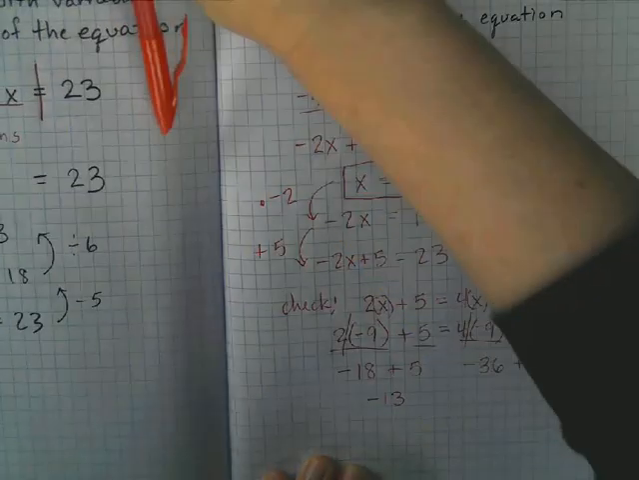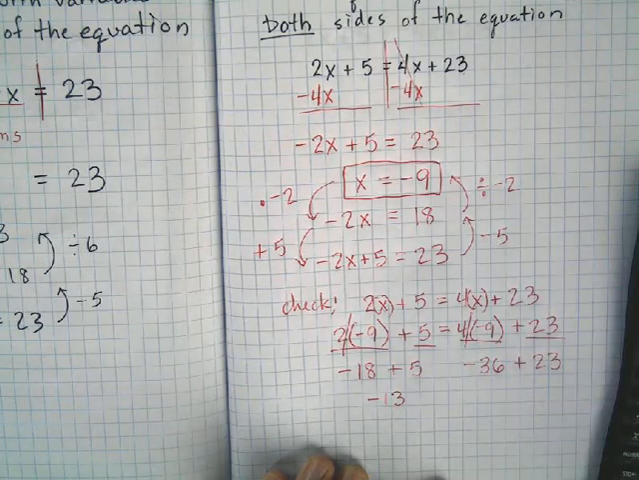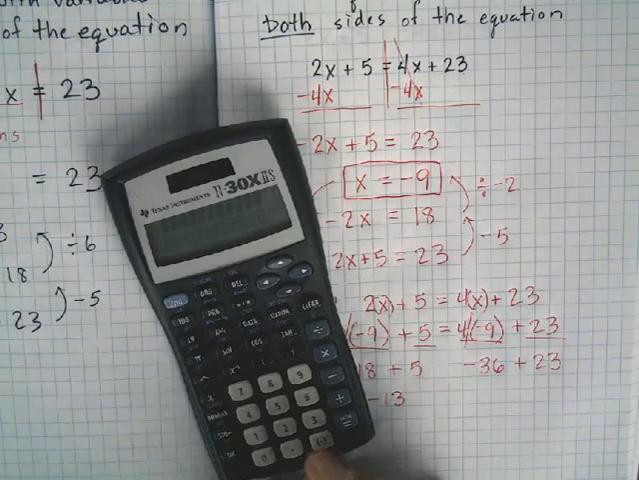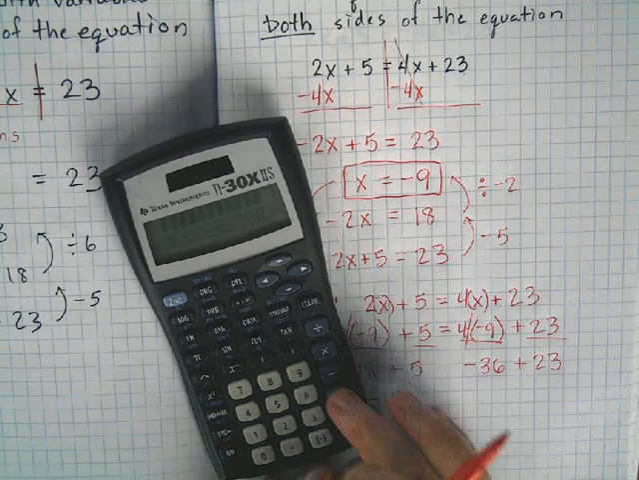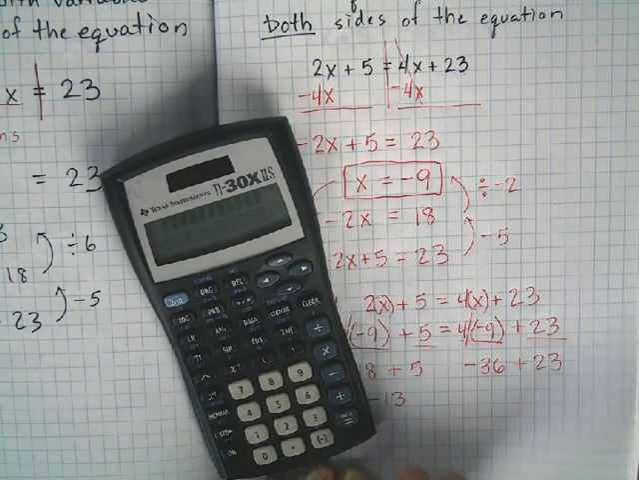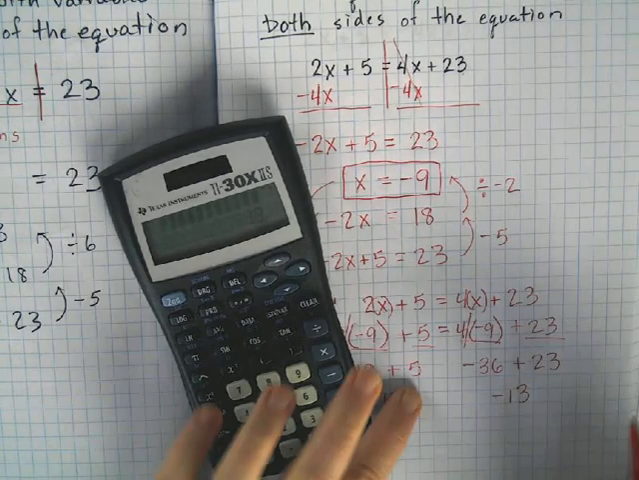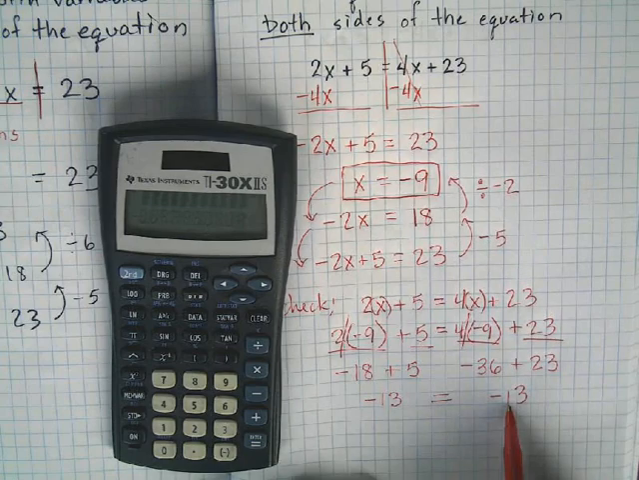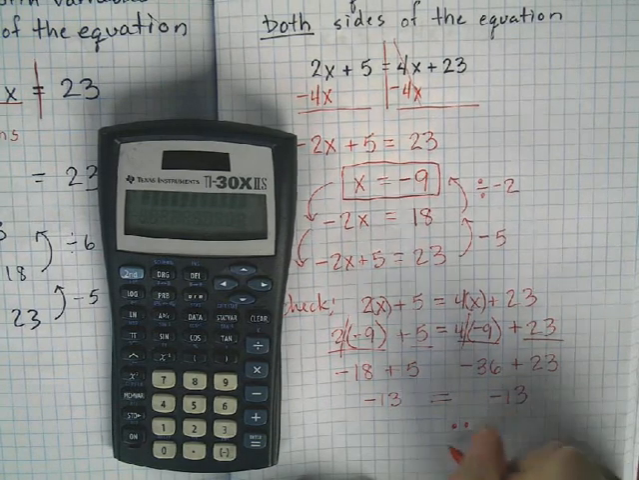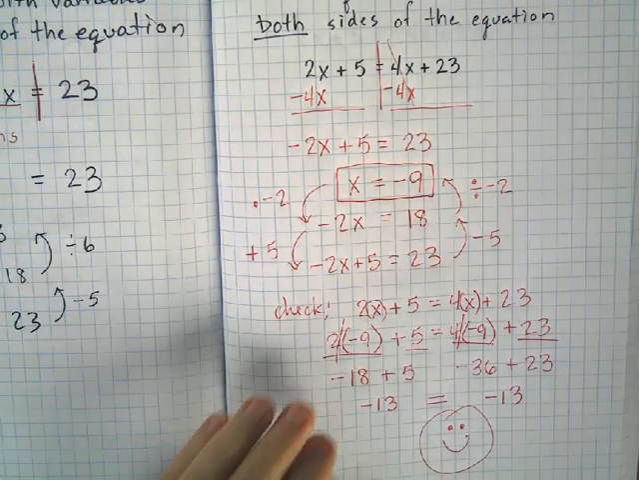You know, if you want, go ahead, use a calculator. If you don't need to use a calculator, don't. I'll go ahead and just show you on a calculator. Negative 36 plus 23 equals negative 13. So notice this side is the same as this side. That means I got it right. Happy face. Okay.